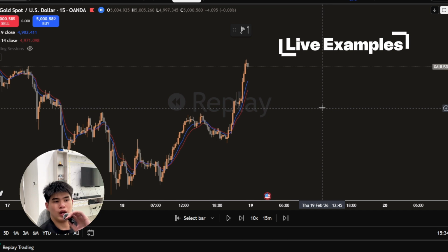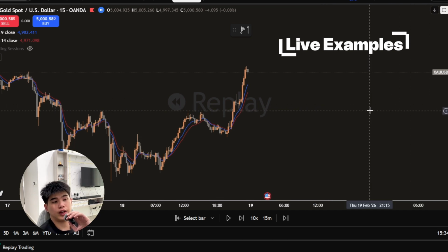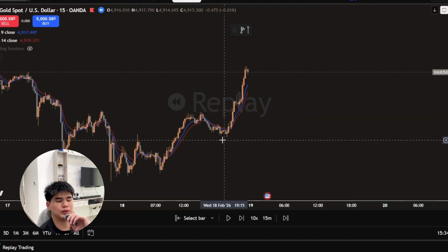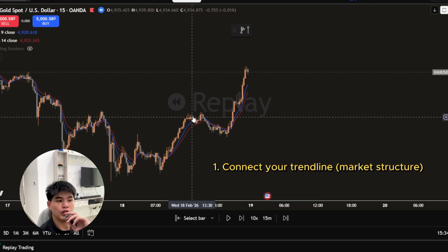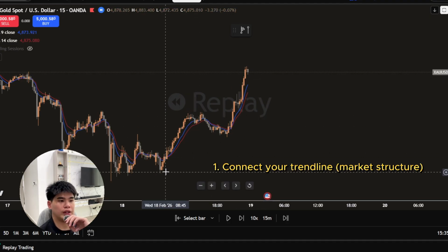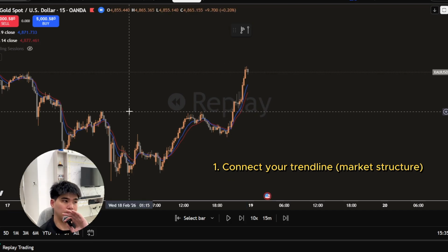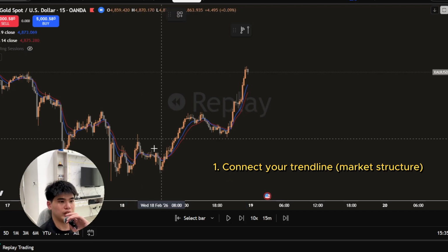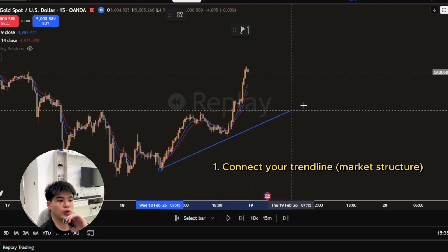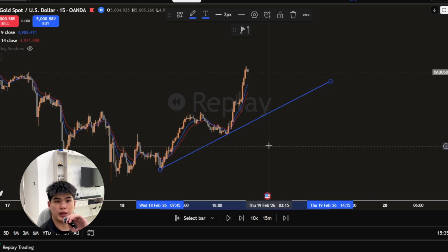So here we are. First thing, I identify my market structure. I can tell that the price is creating new higher highs, and also new higher lows, so we know that this is an uptrend. First thing, we join both lows together, and this will be my trend line.